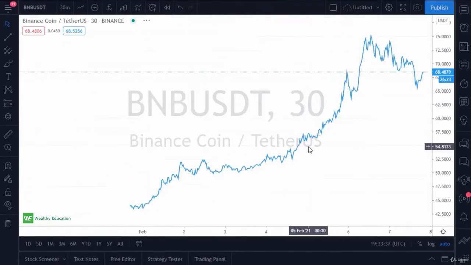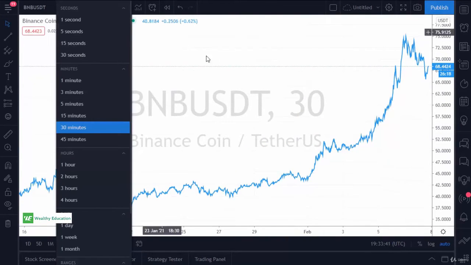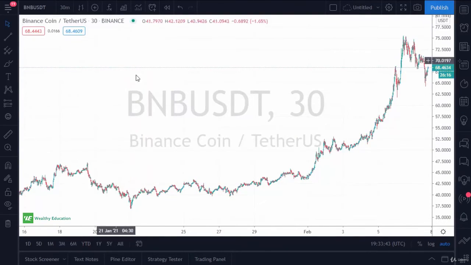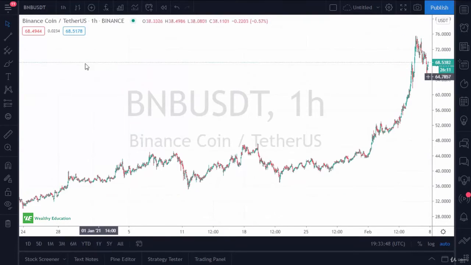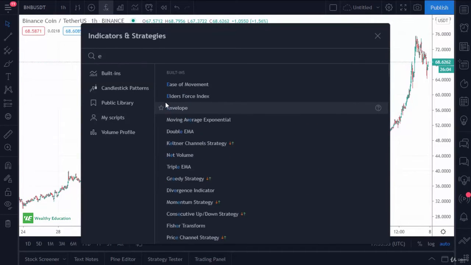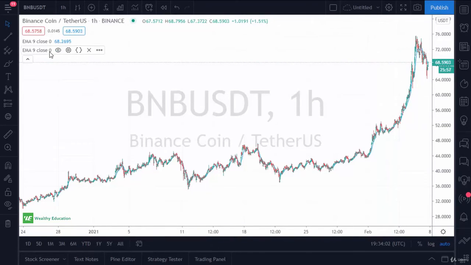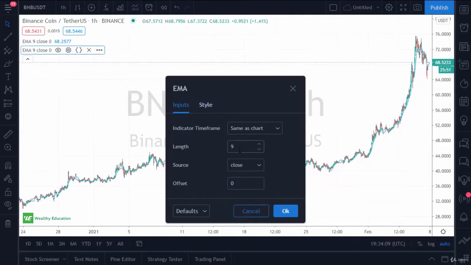Binance Coin. So I'll go ahead and change this to bars again, just for simplicity. We'll go to the 1 hour. Now let's go back into, you can also type in EMA if you want moving average exponential. It's the first thing it pulls up. And this is the 9. And again, let's go back to the 20.